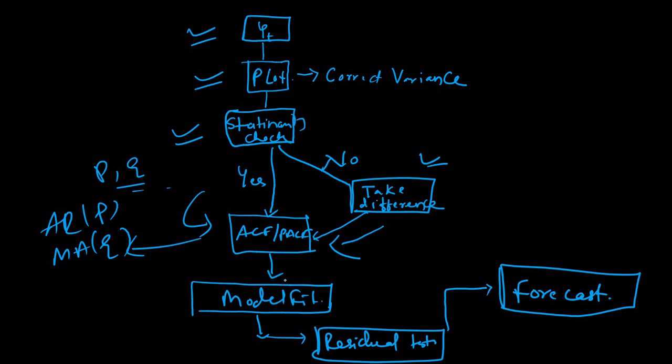Then you check for model fitness. You already have the value of D, the number of differences, and once you have the values of P, Q, and D, check for model fitness. You can do that by checking the Akaike information criterion, and the one with the least AIC value, or the most parsimonious, is the one fitting your data very well.